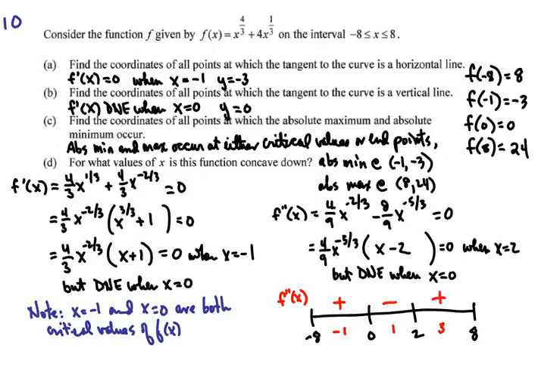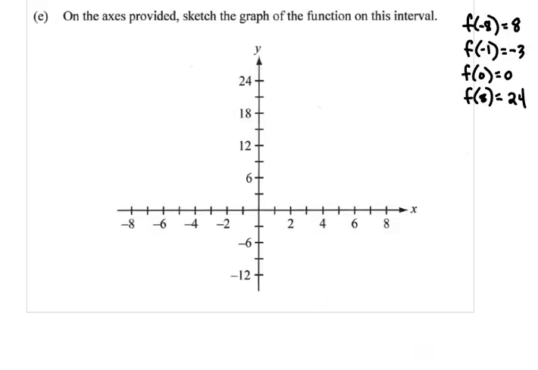And so we're ready to answer the question: for what values of x is this function concave down? It will be concave down for all x greater than 0, less than 2. And that completes part D. So what we're going to do now is use this information to graph in part E.